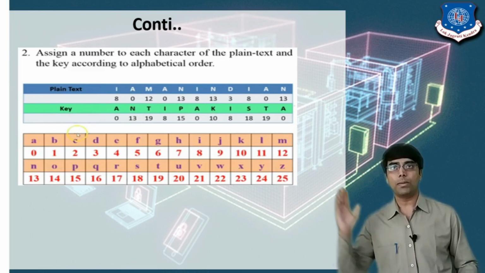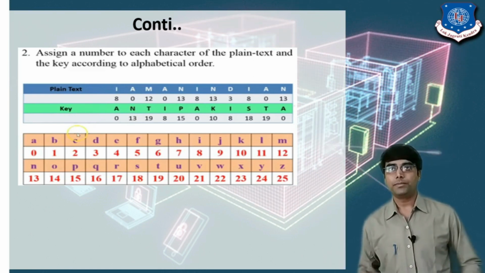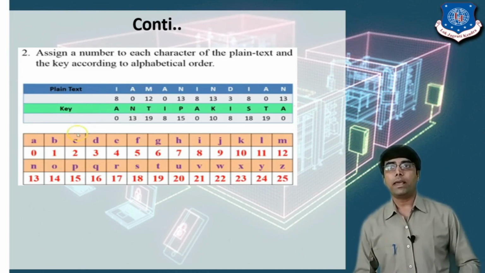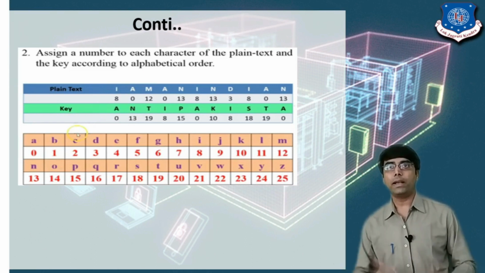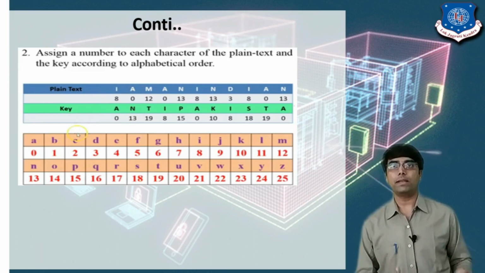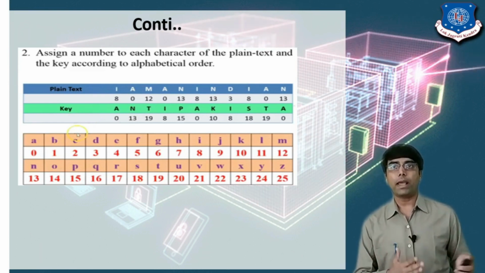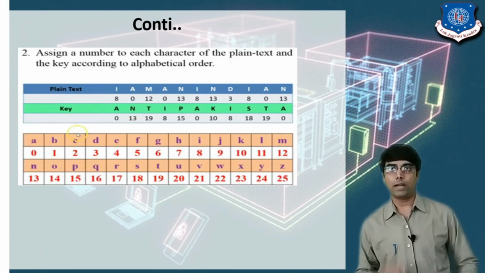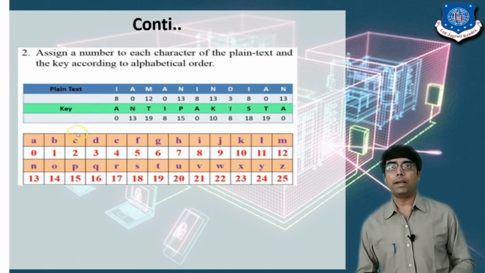Here you have been given the plaintext message, I am Indian. The second is the key, anti-Pakistan. Your key is ANTIPAKISTAN, and the plaintext is IAMANINDIAN. Now each and every plaintext character will be assigned a numeric value.